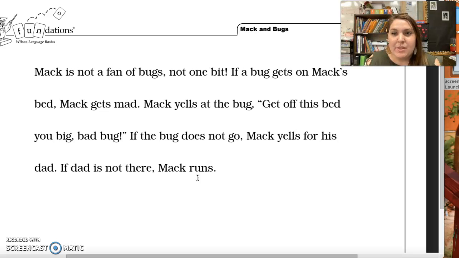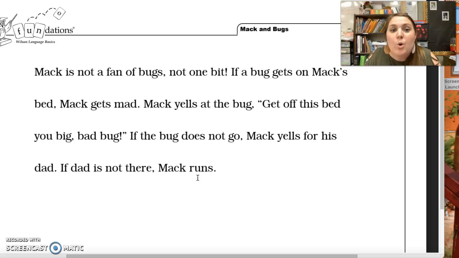All right. Now I want you to think about this setting. What does setting mean? It means where does the story take place? So where are they? They're in Mac's room, right? So it's probably in a house, right? And yeah, they're talking about the bug being where? On his bed. So that tells us that it's in his room.